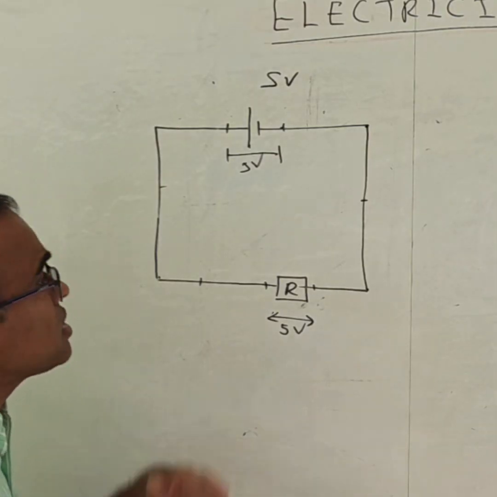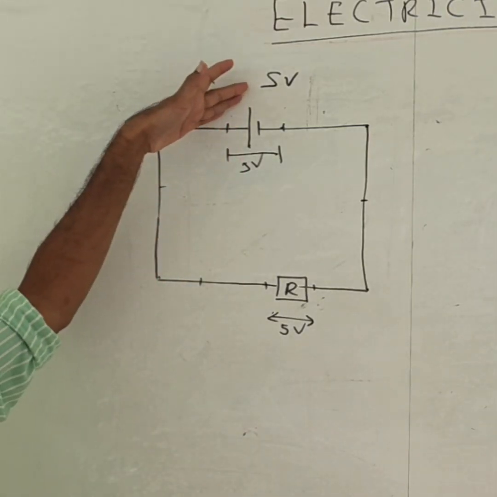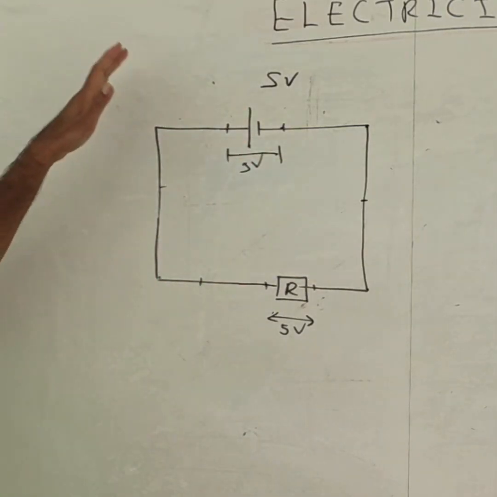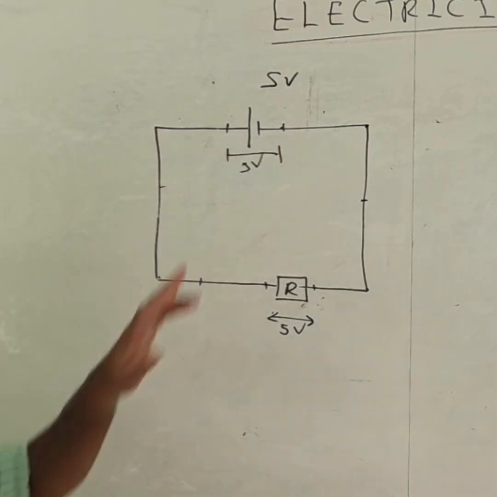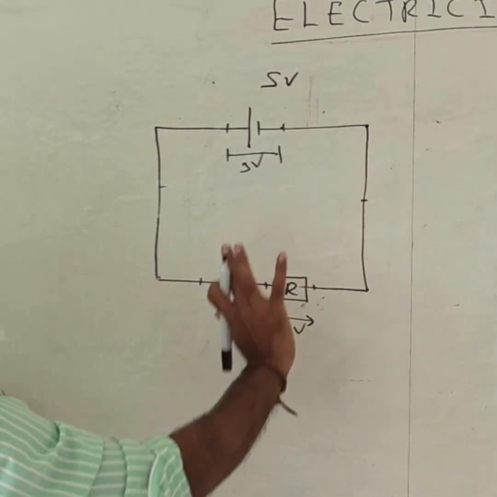For simple questions, we assume that there is no internal resistance, but in the next levels we will study the internal resistance also. So at the moment, just consider it is ideal.